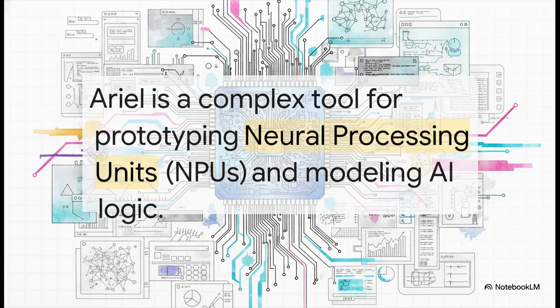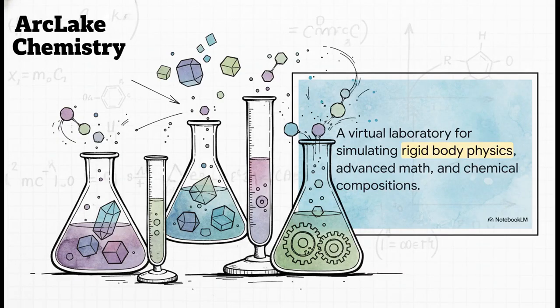Okay, first piece of the puzzle, a tool called Aerial. And just look at this interface. It is dense. It's packed with bizarre acronyms and controls. The documentation says it's for modeling AI and logic, specifically for prototyping brand new kinds of computer chips called NPUs, or neural processing units.